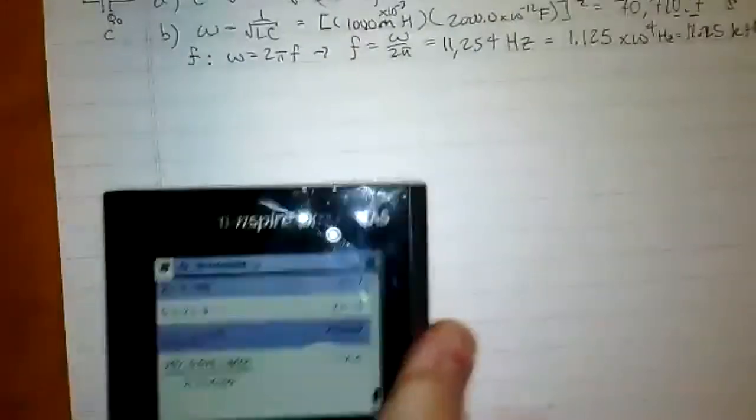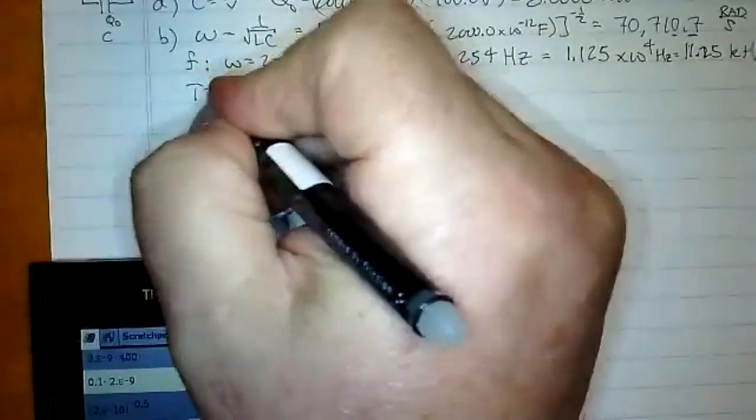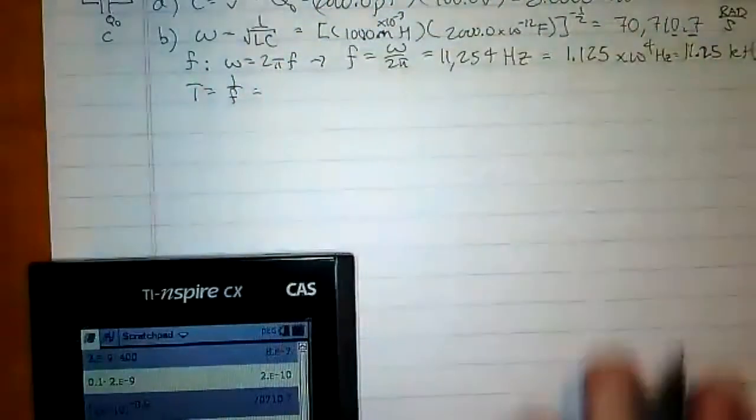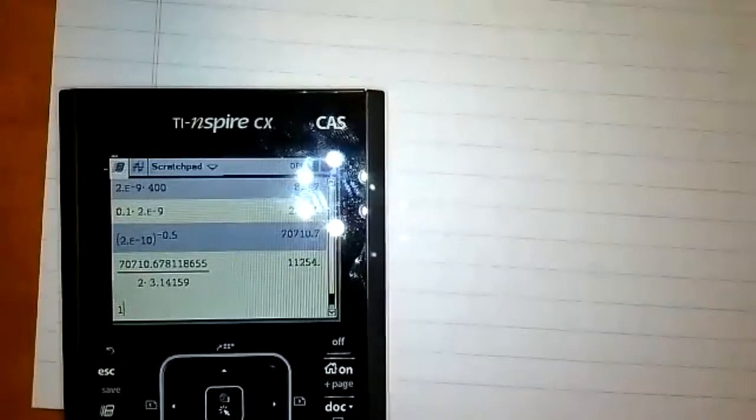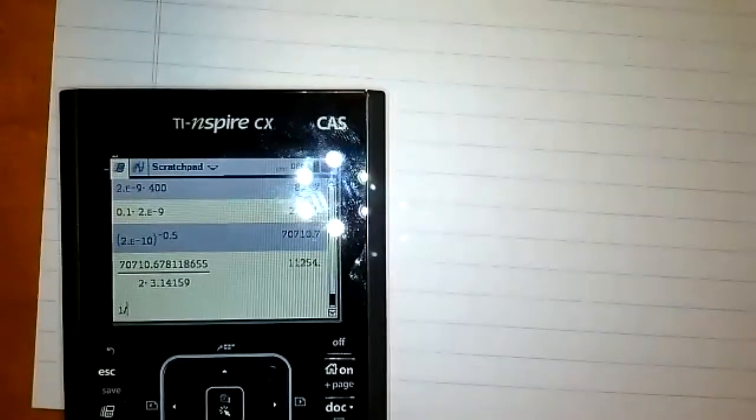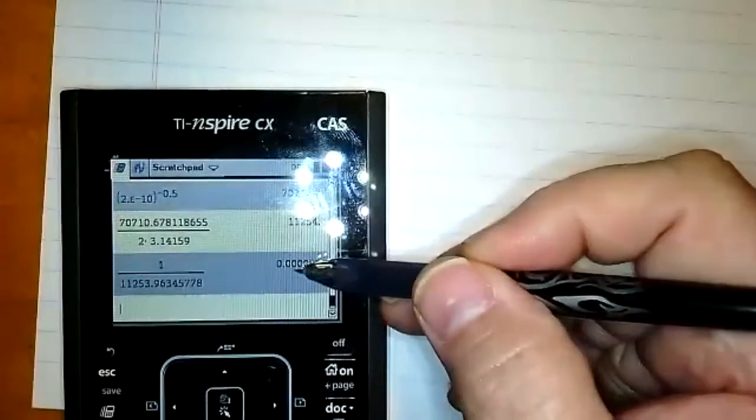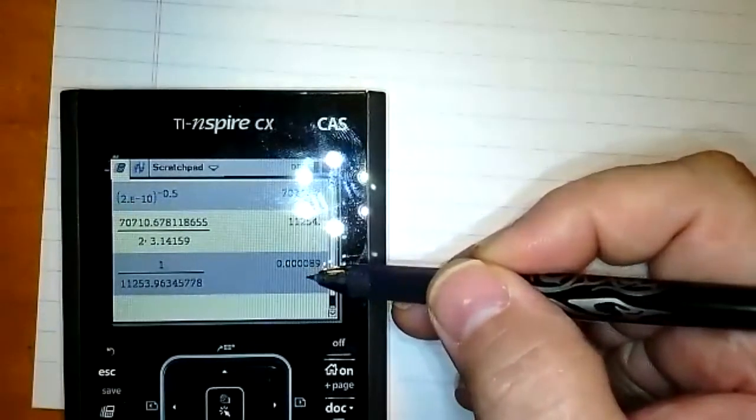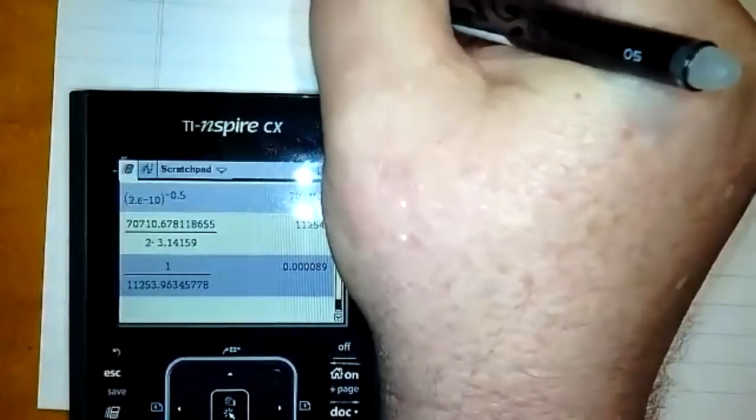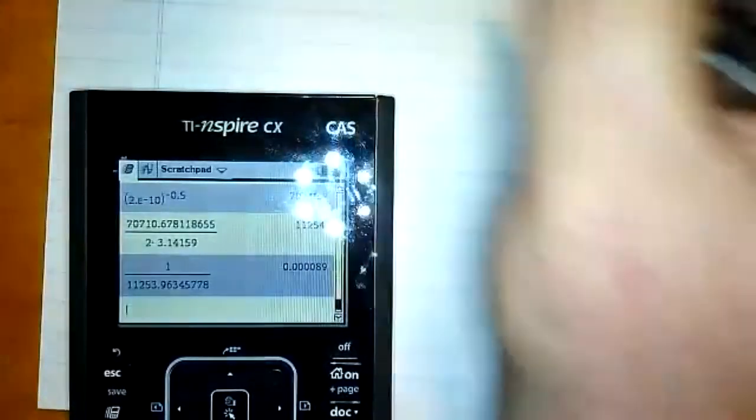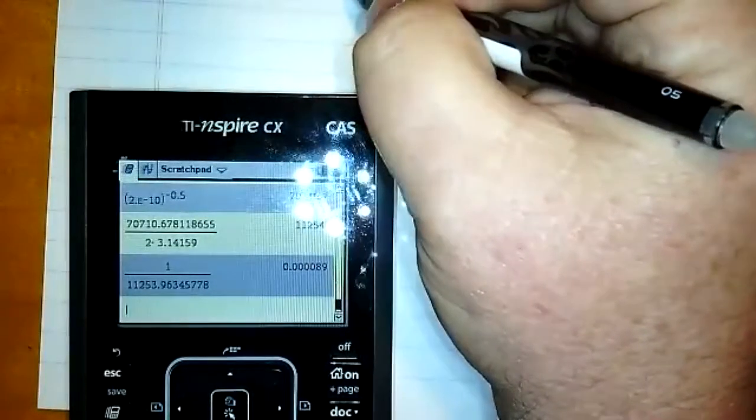Now the period is actually just 1 over the frequency. Did I hear somebody getting ready to say something? So the period is 1 over frequency. So I'm going to do 1 divided by, and I'm going to call it the last answer I did, and that gives me 0.000089. So that's 0.0000890, or that'd be 8.9 times 10 to the -5.